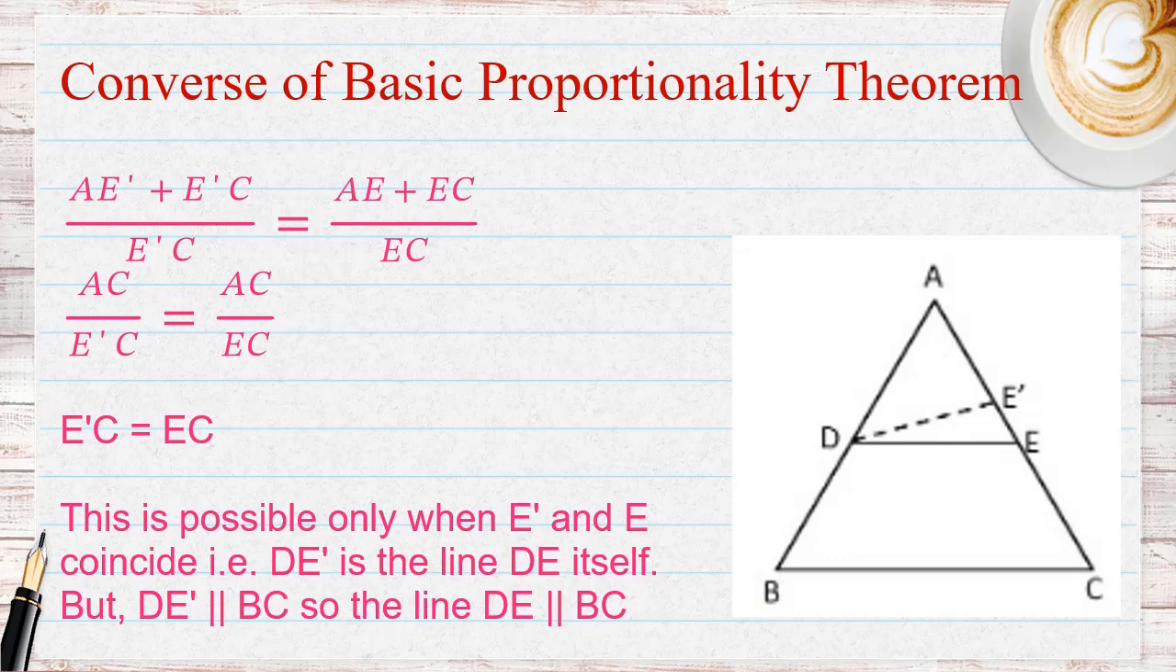This is possible only when E dash and E coincide. That is, DE dash is the line DE itself, but DE dash is parallel to BC, and so DE is also parallel to BC.